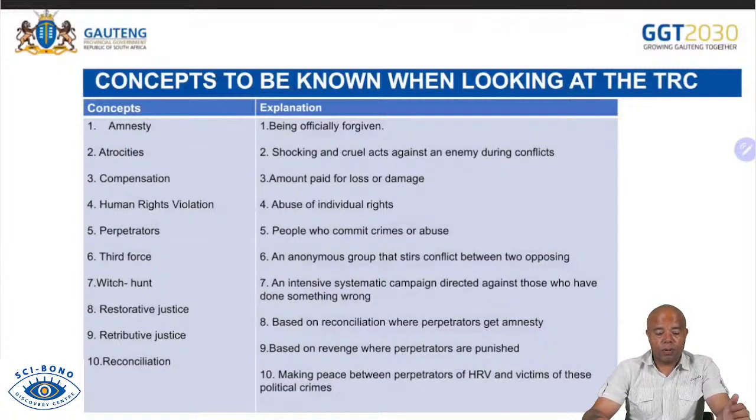Then let's go again through it. Amnesty, being officially forgiven or pardoned. Atrocities, shocking and cruel acts against an enemy during conflict.